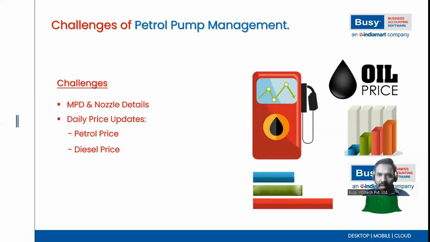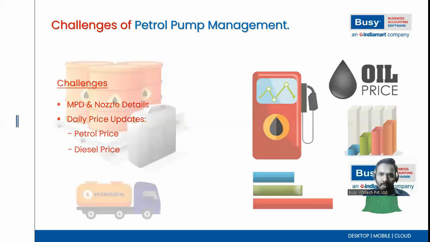So here you have to update the daily prices of the petrol or fuels. Today it might be 87 rupees, 79 rupees for diesel. Tomorrow 90 rupees. Daily the price keeps on changing. So at that point in Busy, you have an option to update this price daily, that is date wise. Sometimes the petrol price will vary, sometimes the diesel price will vary. So you should be able to manage it.